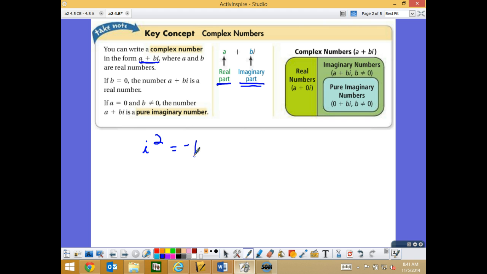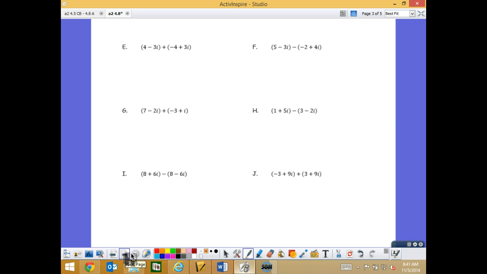So, performing these operations, the first thing we're going to look at is adding and subtracting these complex numbers. So, in adding and subtracting, what you do is you just look for like terms. You're going to add the real parts together, and you're going to add the imaginary parts together, or subtract them as the case may be.